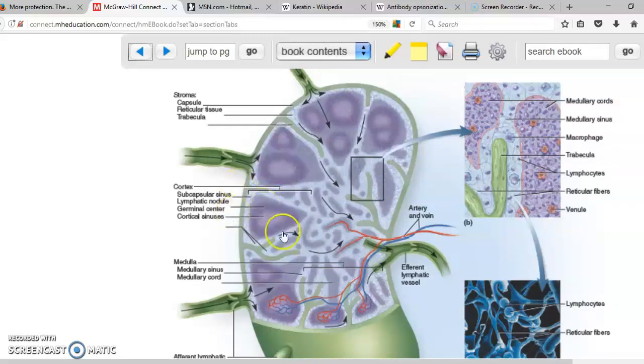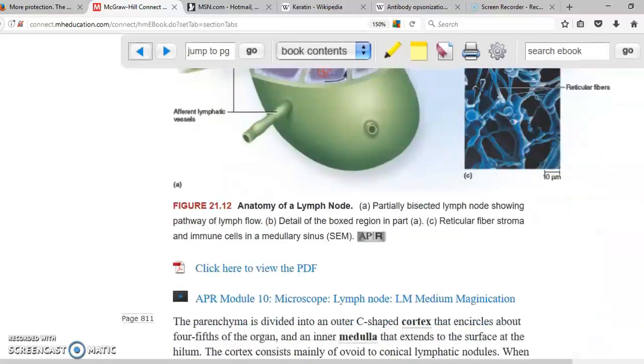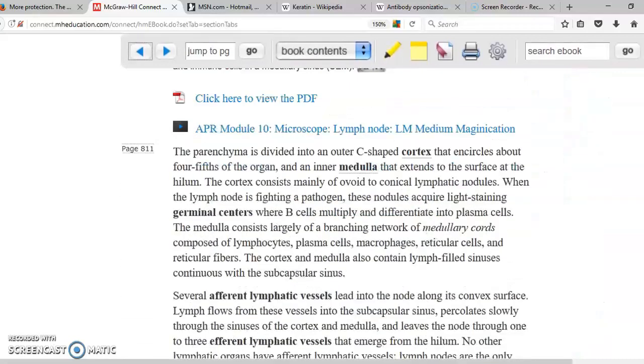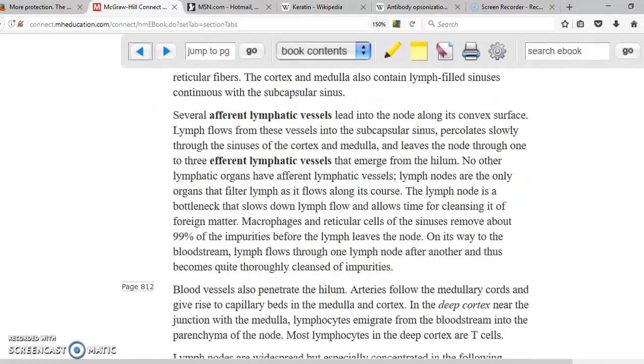Not only that, the lymph node also shows a capsule, and since I told you they are located in the path of the lymphatic vessels, they are going to have an efferent lymphatic vessel, which is this one, and afferent lymphatic vessels. If we keep scrolling down, we can see here again that it shows a cortex, medulla, germinal centers, very important. Afferent lymphatic vessels, efferent lymphatic vessels, as I mentioned. Okay, we keep scrolling down.